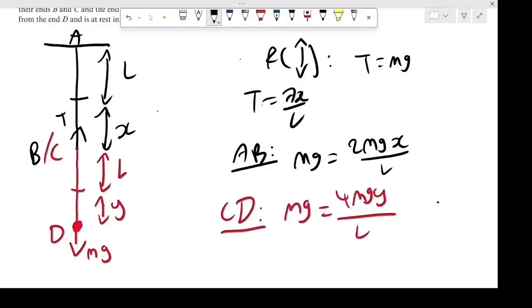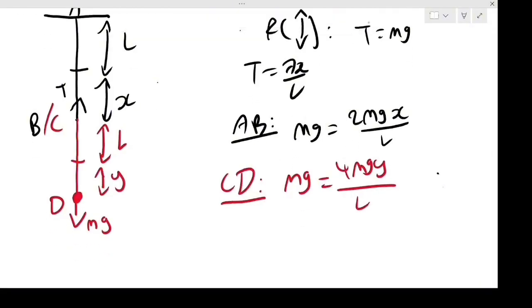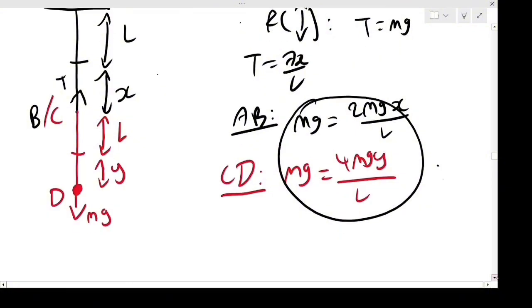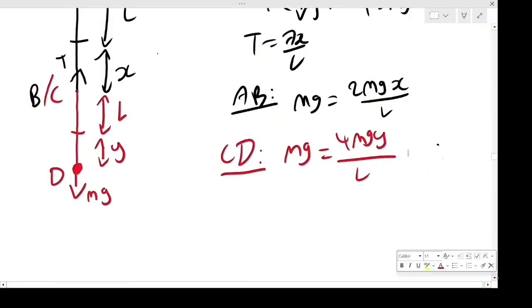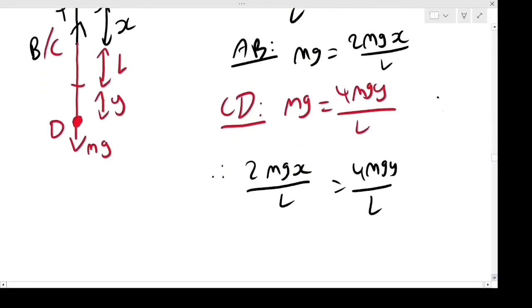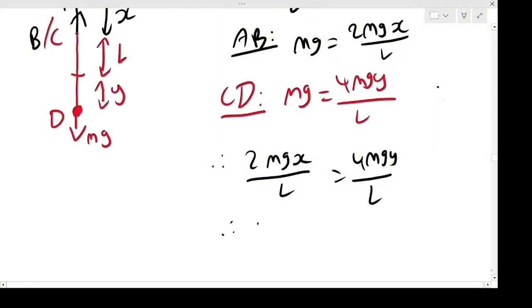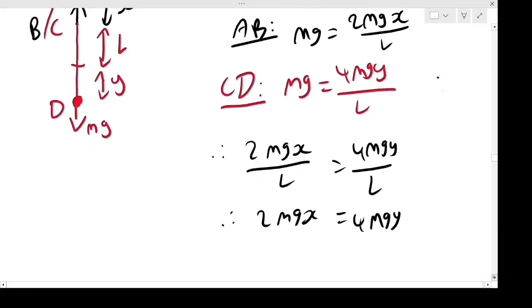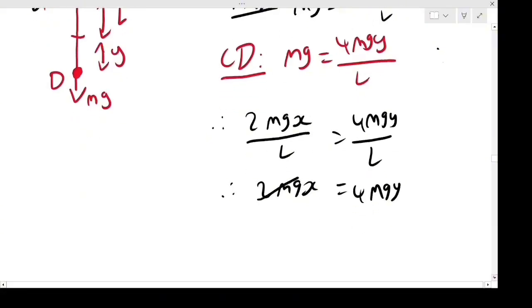And so at that point, it's just algebra. I can equate them together because they're both mg, they're both equal. So therefore I can say 2mgx over L is 4mgy over L. And if I just multiply top and bottom by L, I can deduce 2mgx is just 4mgy. And so very simply, 2mg, 4mg gets me x is 2y. So I can cancel it down.